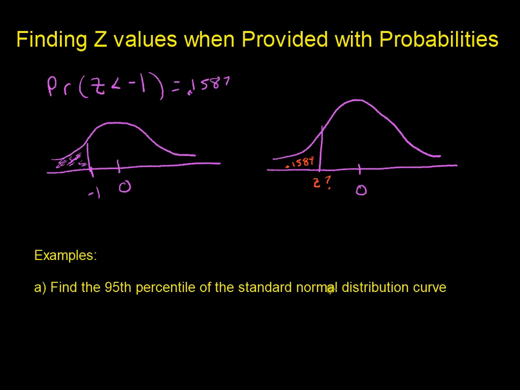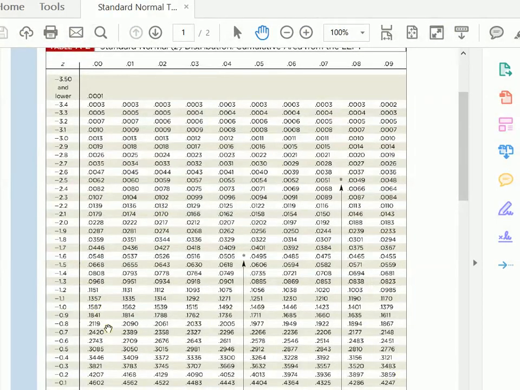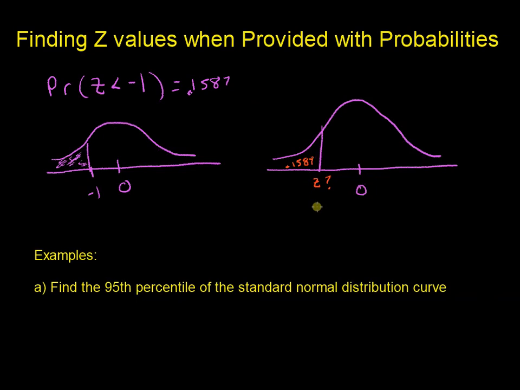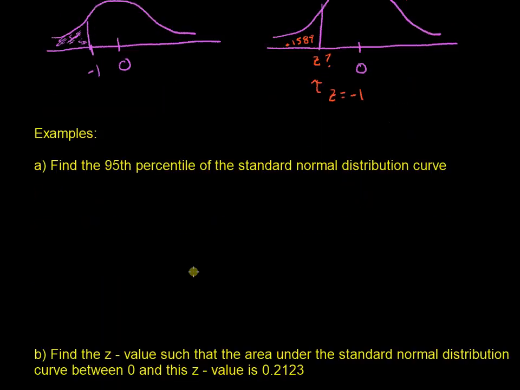So we would have to do this slightly differently. We would go to the table and look inside of the table for 0.1587, and we'd say, oh, well, that's the corresponding z-value. It's -1. So that z-value equals -1. That's what we're going to talk about in this video: how do you find the z-values when you're provided with probabilities. All right, so let's go ahead and get to our examples.